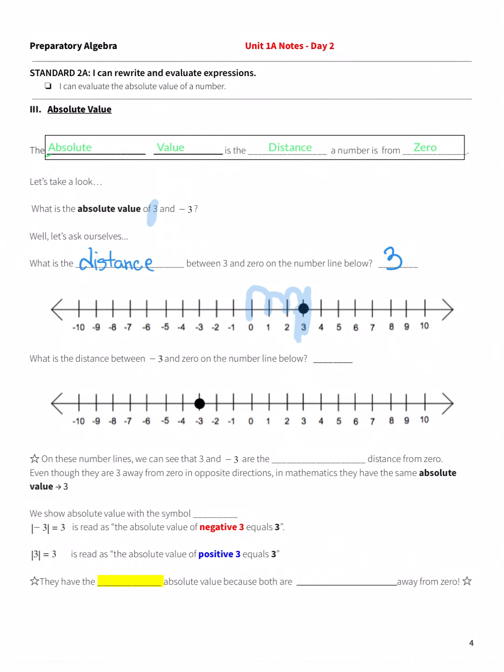Now, let's look at the absolute value of -3. So we go down here, we have -3. What is the distance between -3 and 0? We are trying to determine that because that is your absolute value. So let's see. 1, 2, 3. It takes 3 steps to get from -3 to 0. So the absolute value of -3 is 3.